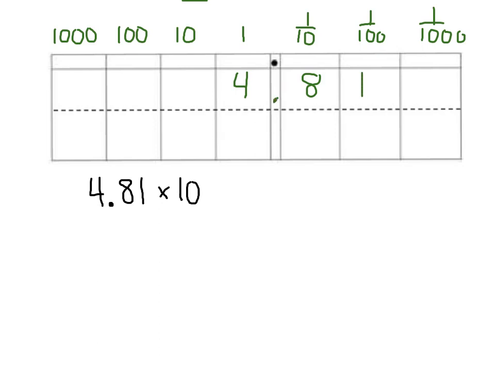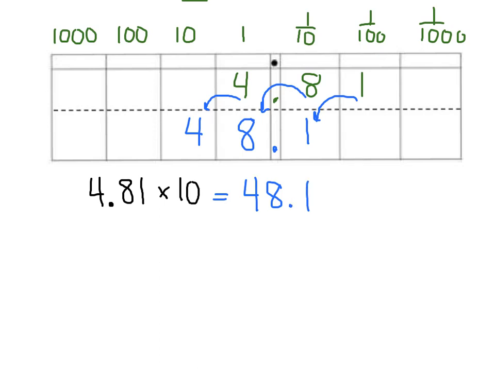Decimal place stays put. And if I want to make this number 10 times larger, I just need to move each digit to the left one place. 10 times more than 4 ones is 4 tens. 10 times more than 8 tenths is 8 wholes. And 10 times more than 1/100th is 1/10. Decimal place stays put. I get an answer of 48 and 1/10.